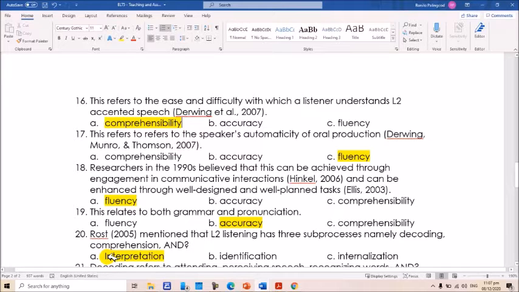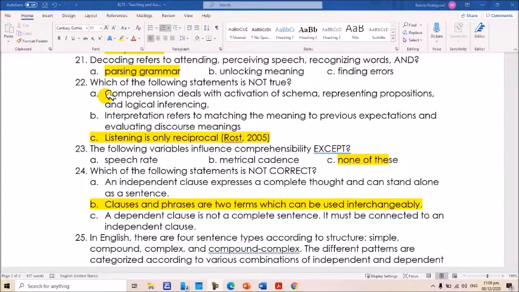the answer here is A, interpretation. Alright, for 21, decoding refers to attending, perceiving speech, recognizing words, and the answer is A, parsing grammar.